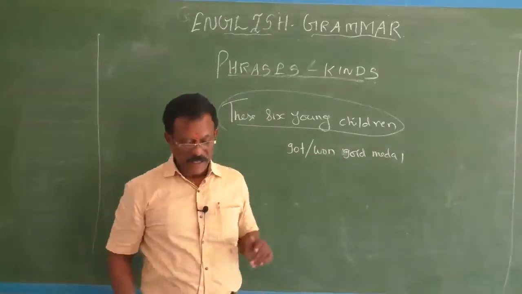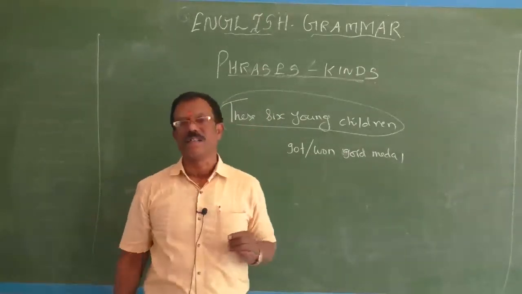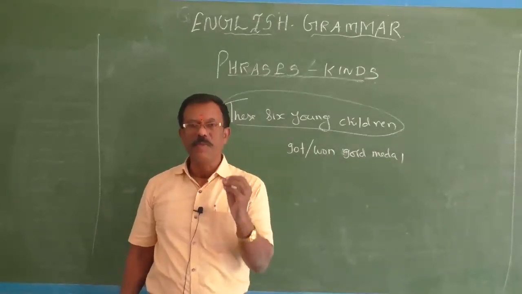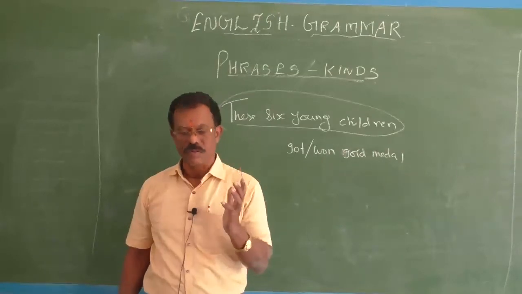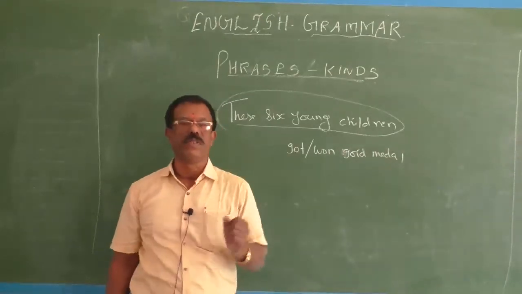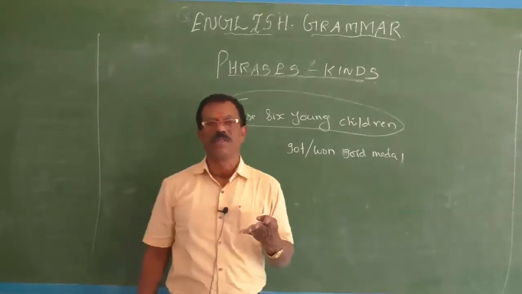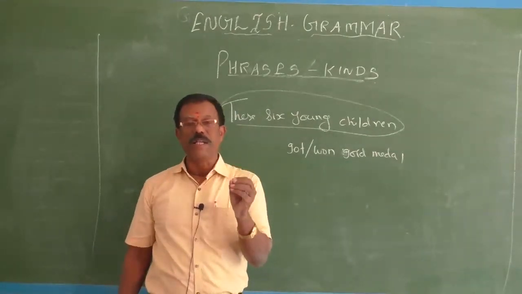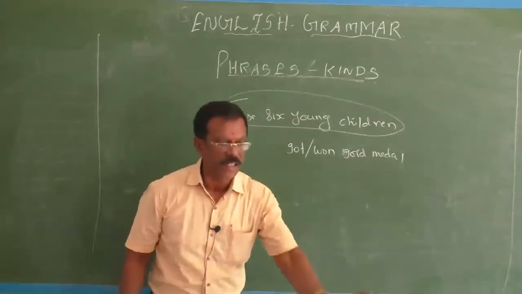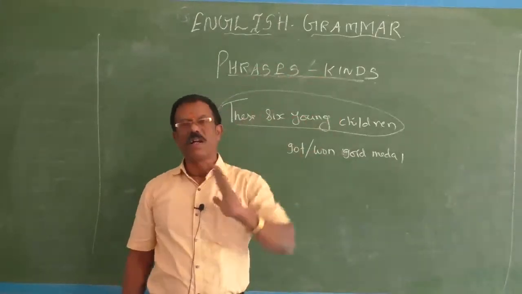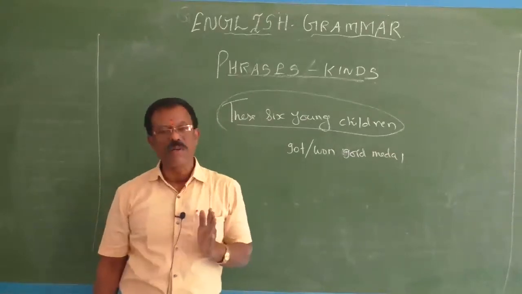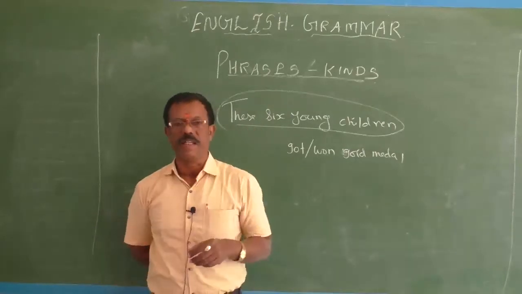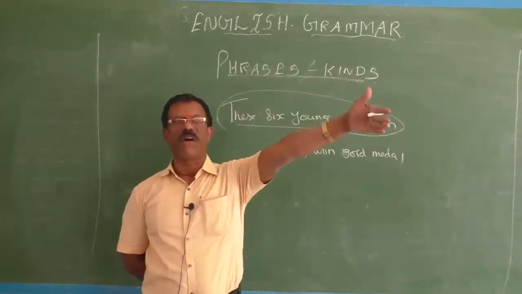Here these is a determiner: this, these, that and those. They are demonstrative adjectives, and they are used as demonstratives because they refer to something. They are always used to refer to a particular thing, whether it is nearer to us or far off from us.